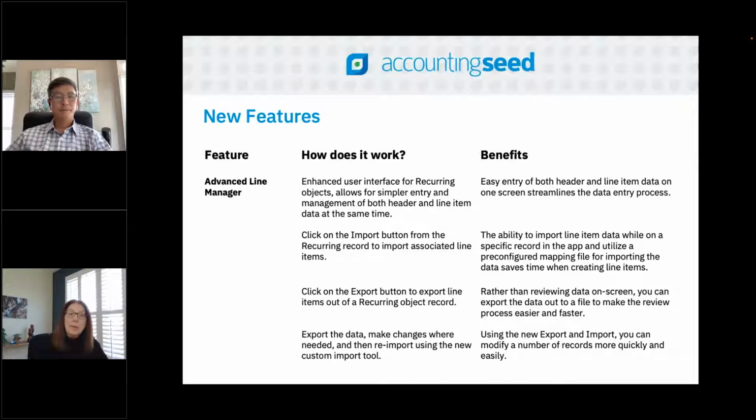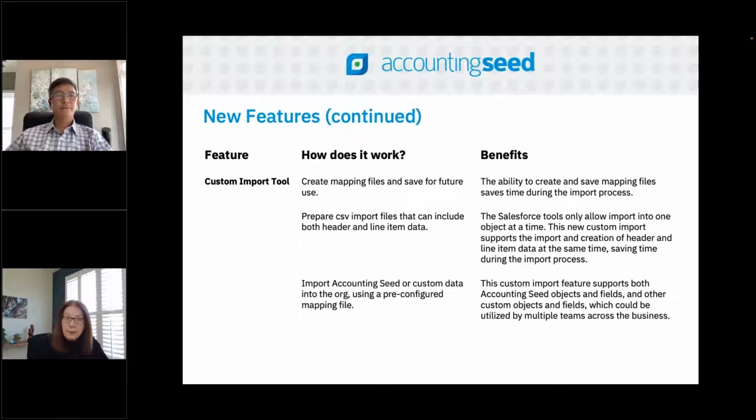You can also import line items using a brand new import mechanism that we built for this very purpose. And you can export line items out to a file. You can review them in a file if needed and make changes, and then you can import them back in. So it's a really nice, easy way to make changes to lots of line items and then simply re-import them. So let's talk about this new import mechanism that can be used to import line items into the Advanced Line Manager component, but can also be used as a generic import tool to import other data.